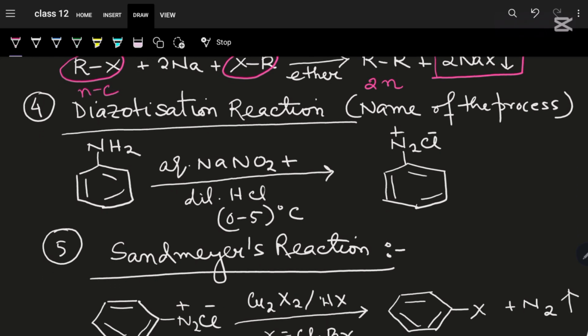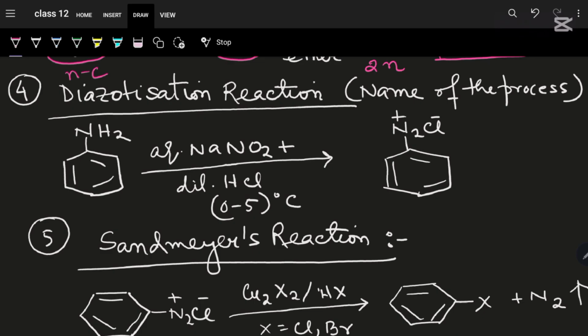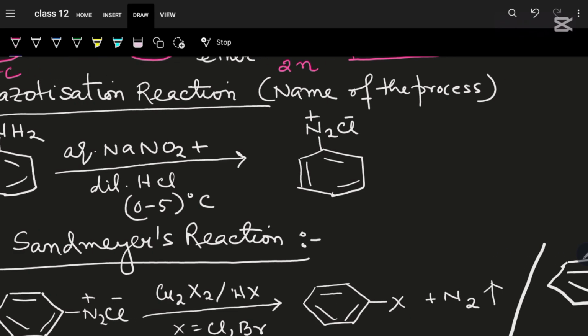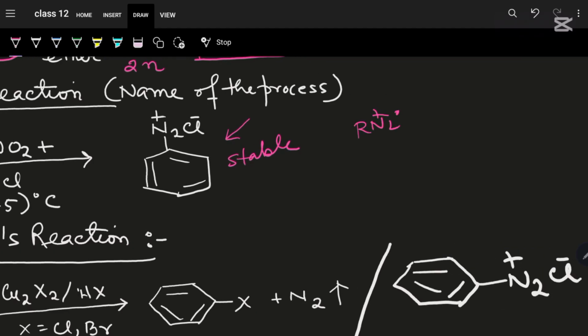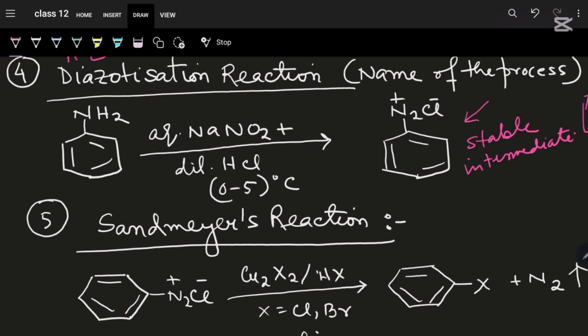Next is diazotization reaction, and diazotization is the name of the process of formation of diazonium salt. This benzene diazonium salt, which I have written, is a stable intermediate. If I obtain RN2+ Cl-, this is unstable, which can be obtained from RNH2. It is unstable, it breaks down to give alcohol. But this benzene diazonium halide is a stable intermediate which is stabilized on account of resonance.